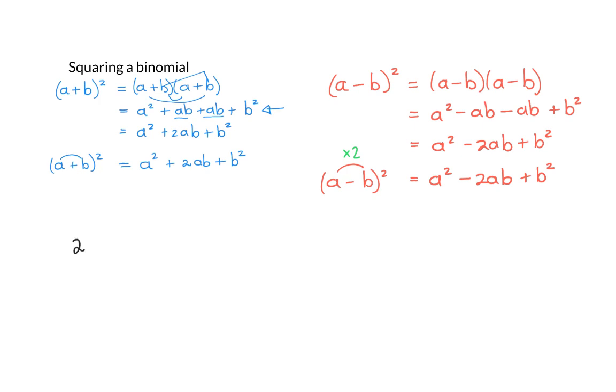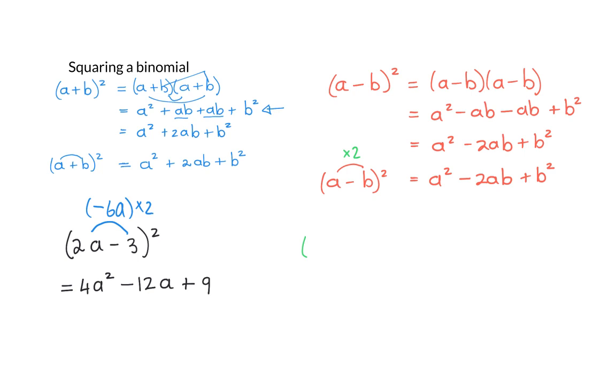Let's square the binomial 2a minus 3. 2a times 2a is 4a squared. The middle term is 2a times minus 3, which is minus 6a, and double your answer or multiply by 2 is minus 12a. The last term is minus 3 times minus 3, which is 9. Let's do a last example.